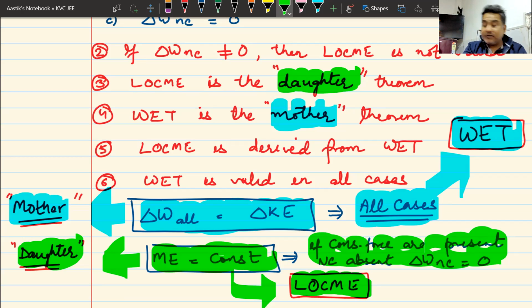The work energy theorem is the universal theorem. That means you don't need LOCME to solve any problem, because you already know the work energy theorem. But in some cases, when non-conservative forces are absent, it is easier to apply LOCME. Both are the same, but it is easier to think about LOCME. And that is why we will be applying LOCME in the problems that are going to come ahead in the next class.